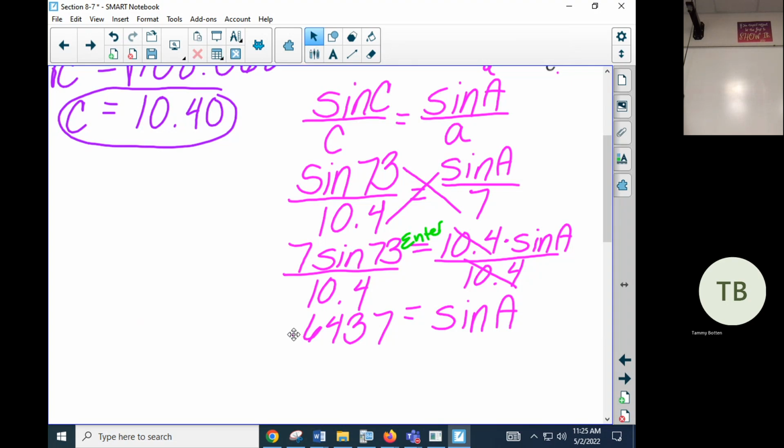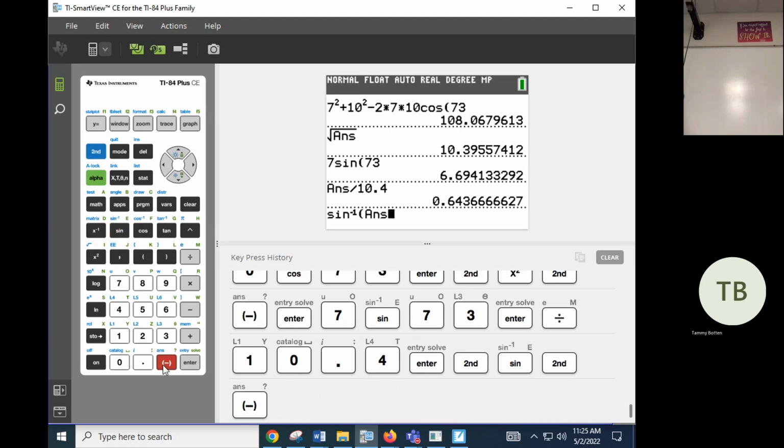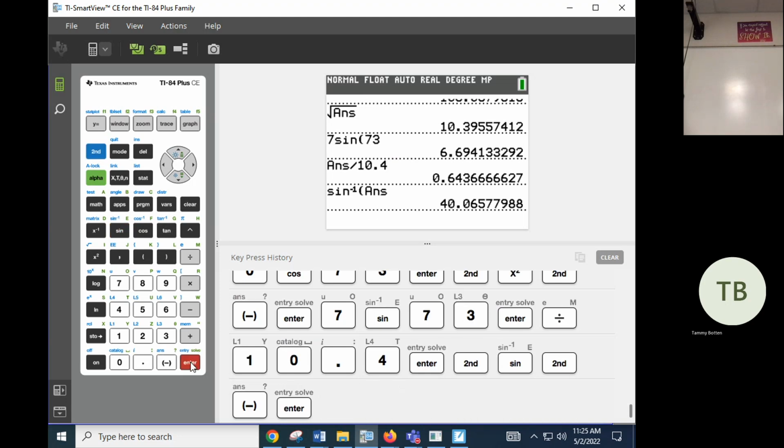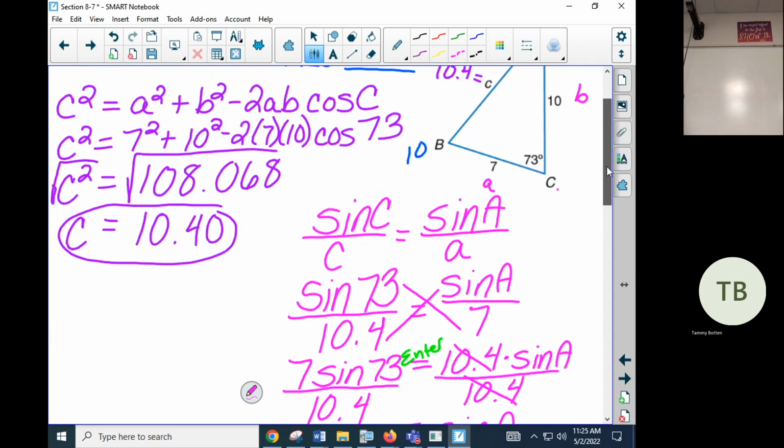Second sine. So we go second, sine, and I pull that answer down by going second, negative. Get that answer. Does this look more like an angle than that does? Hopefully it does for you. So this would be 40.07 degrees. So the measure of angle A is 40.07 degrees, and that goes here.